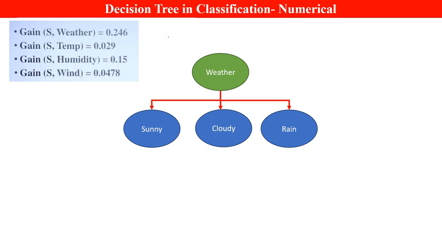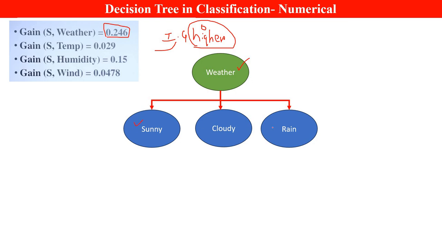In the case of information gain, we have to select the column which has the higher information gain. Information gain must be higher. Out of these 4, weather has the highest information gain. So we will select weather as the first decision node.